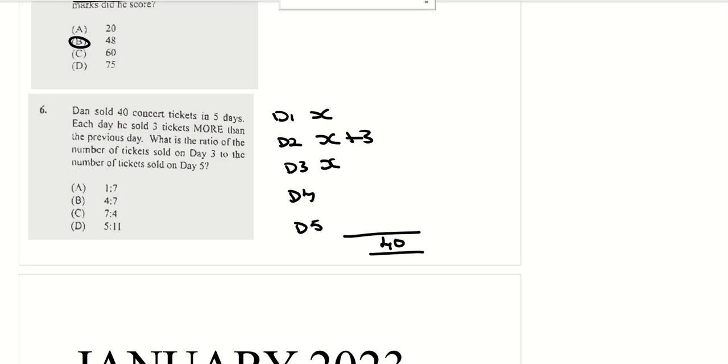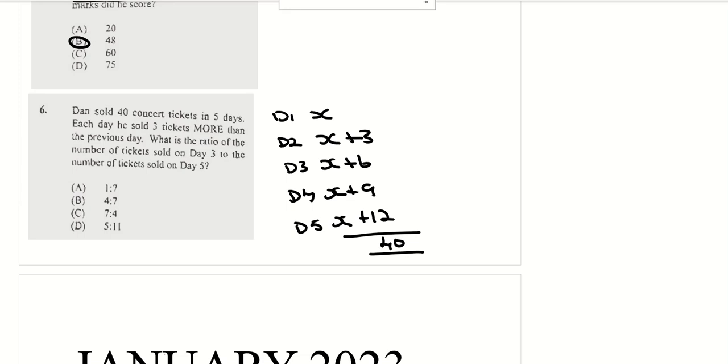Then day 3 would be X plus 3 plus 3, which is X plus 6. Then day 4 would be X plus 6 plus 3, which is X plus 9. Day 5 would be X plus 9 plus 3, which is X plus 12. Right? So this is what we have to understand with this question.